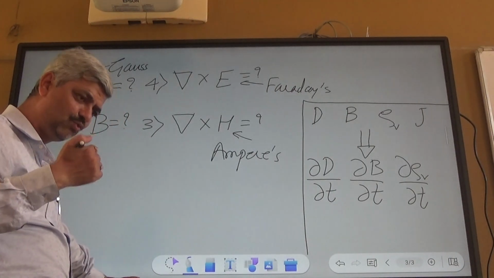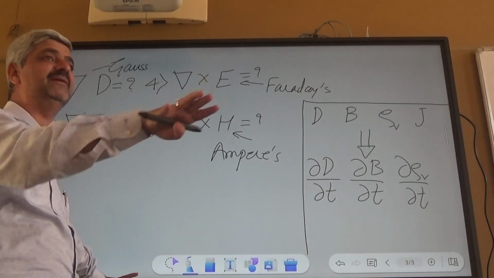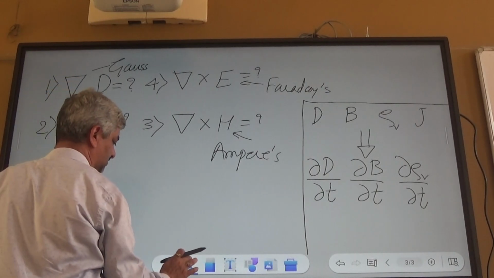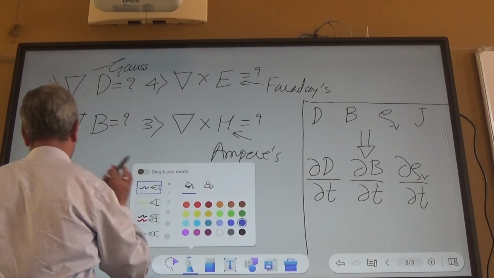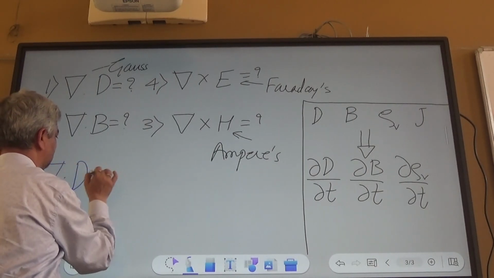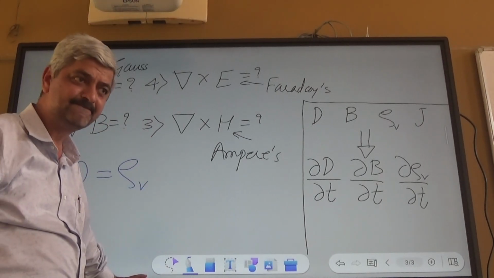Electric flux over a closed surface equals the charge enclosed, and when it comes to point form it becomes Maxwell's equation. So one very simple Maxwell equation which doesn't require much discussion: del dot D is equal to rho v. I think we should not spend much time on it.